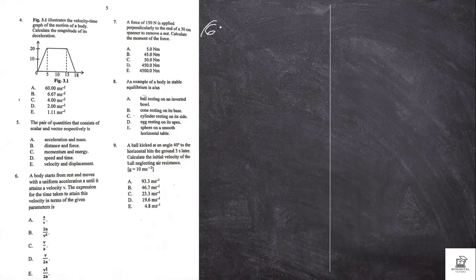So question 6. Whenever a body is said to start from rest, your initial velocity U is equal to 0. Take note of that, right? That is the first step. We are given that acceleration is equal to A, until it attains a velocity V. So final velocity is said to be V.